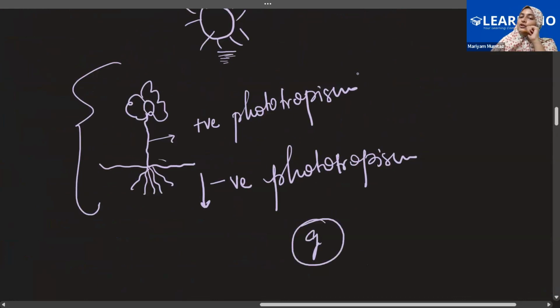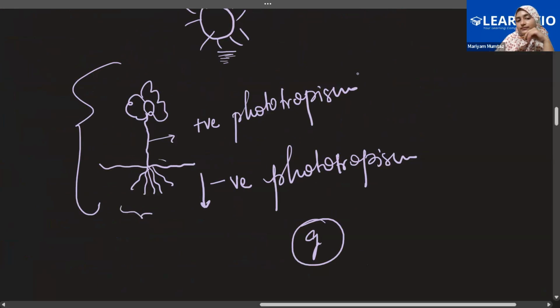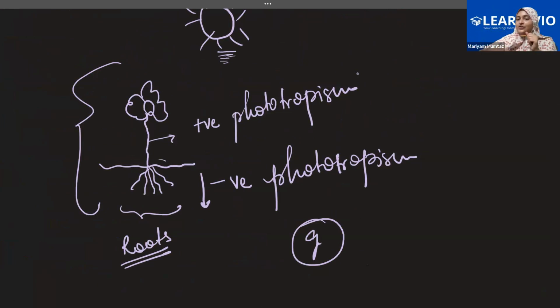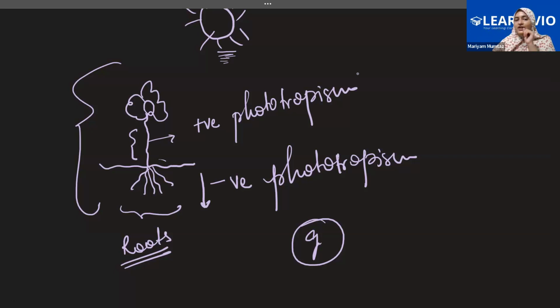So now if you look at the same example, and we talk in terms of gravity, what would you call the roots? Are they negatively geotropic or positively geotropic? Talk about the roots in terms of gravity. The gravity is always applied downwards. Roots are also growing downwards, so we'd say that the roots are positively geotropic. But when we talk about the stem, with gravity being the stimulus, gravity always works downwards, but the stem grows upwards. So we'd say that the stem is negatively geotropic. Is this concept clear to you all?